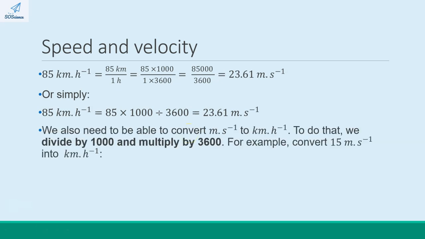Now, like I already said, we also need to be able to convert meters per second into kilometers per hour. So to do that, we can shortcut it by saying we take our value in meters per second, we divide it by 1,000, and we multiply it by 3,600. So again, this is a nice shortcut, but I'm going to show you the full logic behind it when we convert 15 meters per second into kilometers per hour.